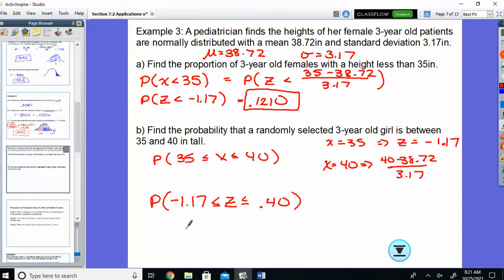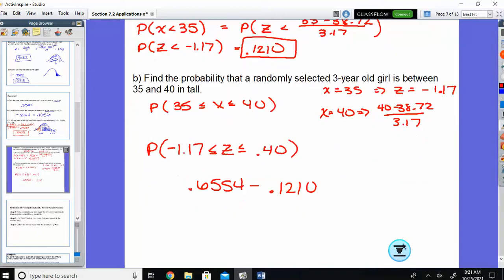So when it's between two values, I told you look up the higher number and then subtract off the lower number. So when my z is 0.4, go to your table, 0.40, that's 0.6554. Minus, when our z is negative 1.17 from part A, that was 0.1210. So if we subtract those, we get 0.5344.